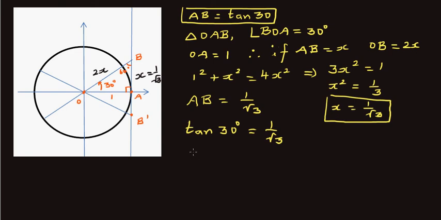Okay, so what is tan 60? Tan 60 is opposite over adjacent. The opposite of 60 is 1. So that is 1 divided by 1 over root 3, and 1 divided by 1 over root 3 is root 3. So tan 30 is 1 over root 3 and tan 60 is root 3. So if this is 30 degrees, this angle is also going to be 30 degrees.